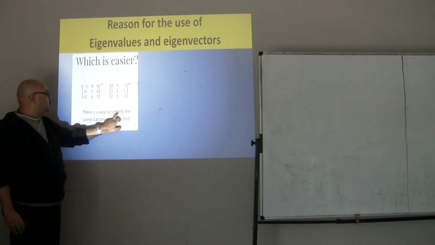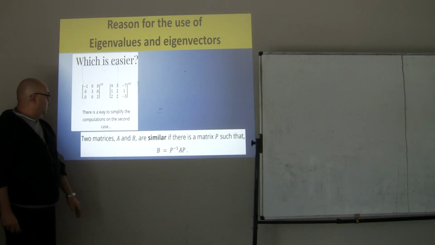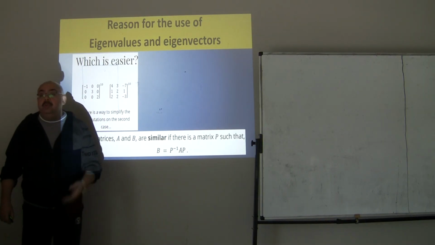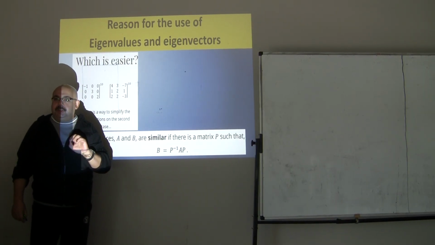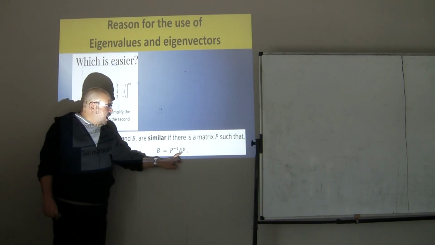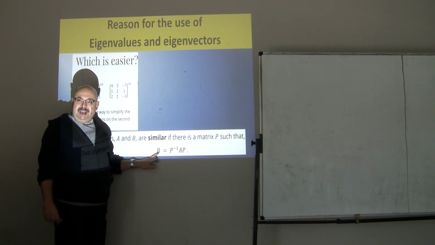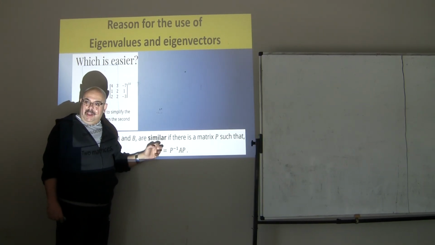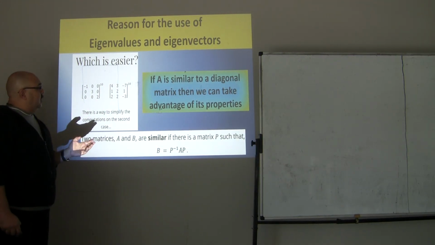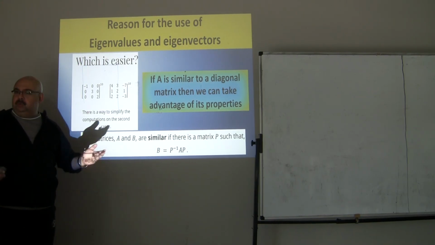Of course, there is a way to simplify the computation in the second case. This is the case that I'm telling you about. Two matrices A and B are similar if there is a matrix P, and we will be able to find this matrix P. This matrix will make A, which is in the general form, into a diagonal matrix called B, and it is similar to A. This is why we have this technique for P. If A is similar to a diagonal matrix, then we can take advantage of its properties. That's the bottom line of what we are doing.